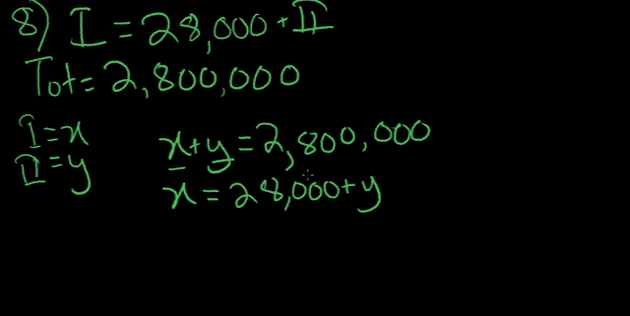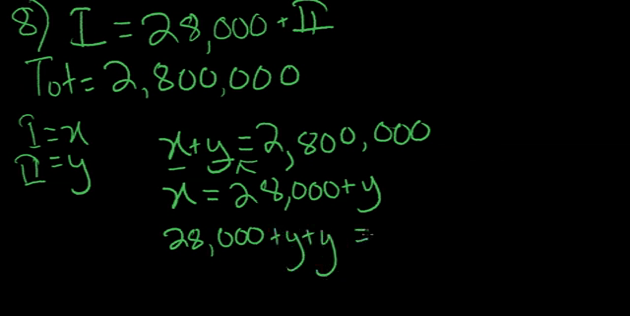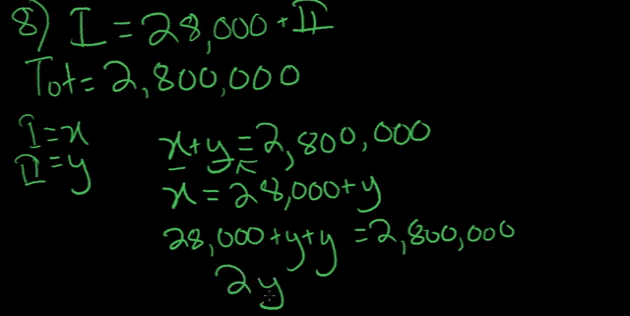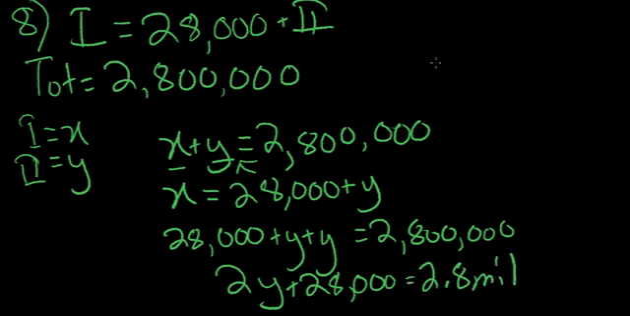So what we can do here is substitute this into this equation because we've already solved for x. So 28,000 plus y plus y equals 2,800,000. After that, add the two y's together, simplify: 2y plus 28,000 equals 2.8 million. Let's keep it like that until we do calculations.